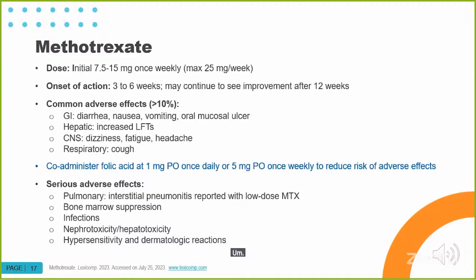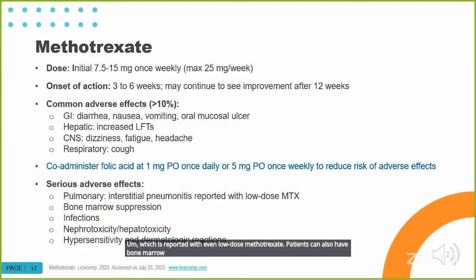Some serious side effects of methotrexate include interstitial pneumonitis, which is reported with even low-dose methotrexate. Patients can also have bone marrow suppression, infections. They could have nephrotoxicity or hepatotoxicity, as well as hypersensitivity and dermatologic reactions.